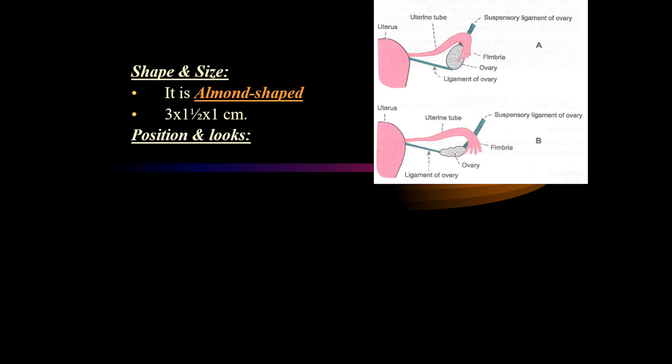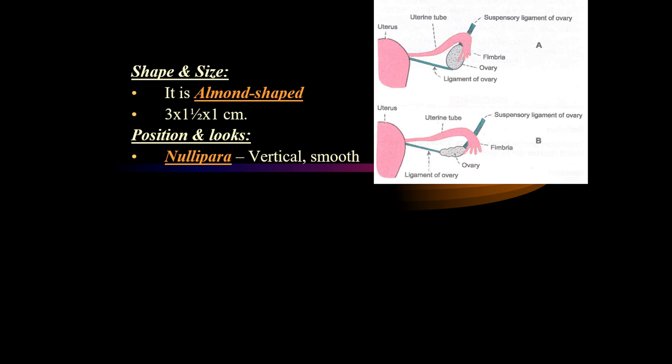The position and the looks, how exactly it looks. In case of the nulliparous, those are ladies who never became pregnant, who are young teenage girls still in the initial stage of reproduction. So those ladies who were never pregnant before are called nullipara.